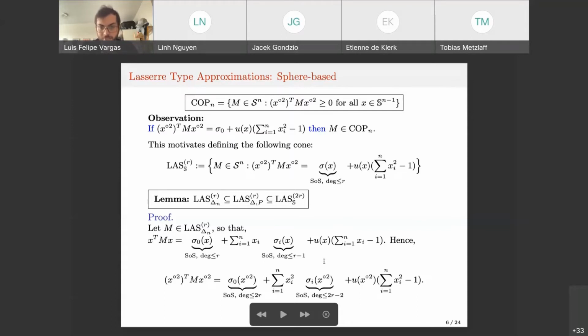So this is a sum of squares, and the first two parts together are going to be a sum of squares. So it's a sum of squares on the unit sphere, because the simplex, when evaluating at the square, becomes the unit sphere, but now the degree is going to be 2r. So it's an easy proof. If we start with something in the Lasserre cone based on the preordering, it is going to be the same. So this is easy. Maybe I didn't mention, but you may already know that optimizing over these cones is based on sums of squares of polynomials, so it can be done by a semidefinite program.